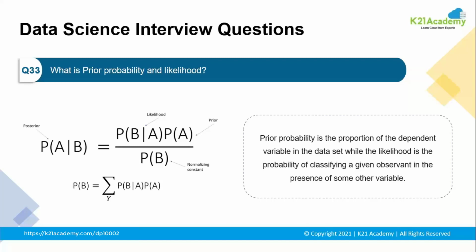Alright guys, moving on to the next question. What is prior probability and likelihood? Prior probability is a portion of a dependent variable in the data set, while likelihood is the probability of classifying a given observation in the presence of some other variable. So let me clear up what I'm trying to say over here. Prior probability is something like an event that has already occurred, and likelihood basically tells me the probability of another event happening provided that an event has already occurred. Okay, so this is one of the basic algorithms that is going to be used in our naive Bayes.